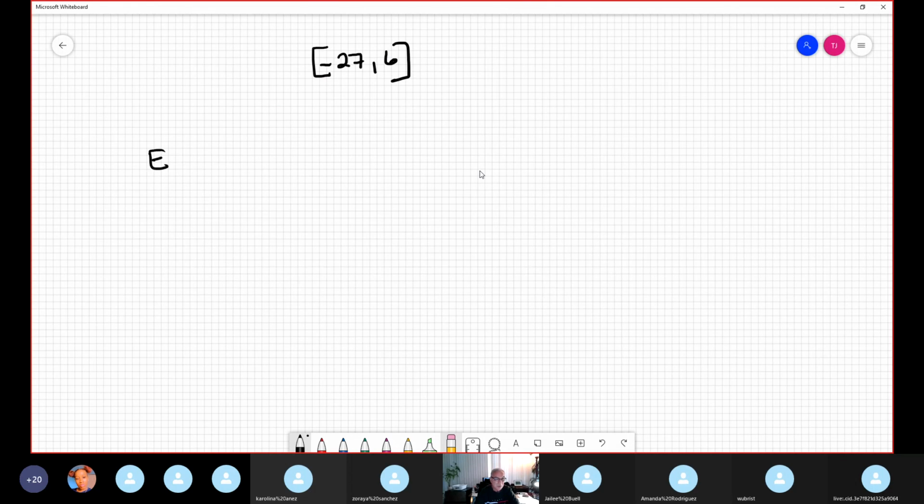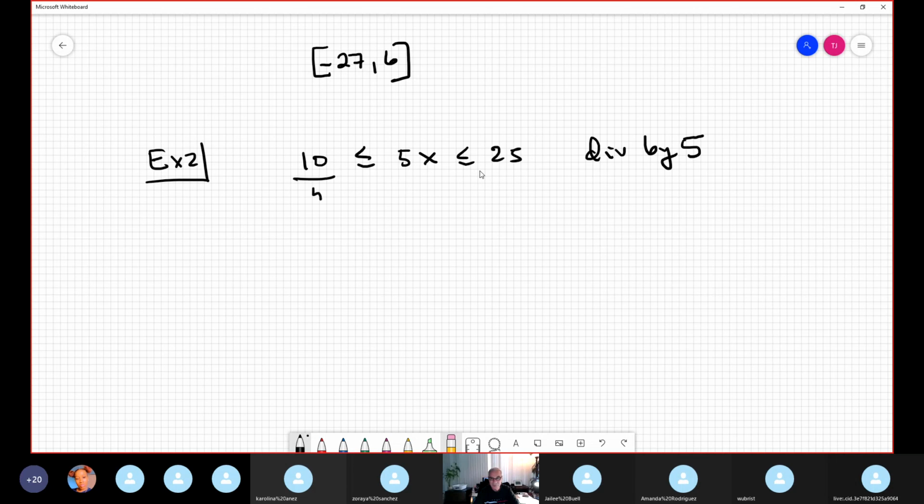Example 2 is similar and much easier. 10 less than or equal to 5x less than or equal to 25. In this case, you don't need to subtract anything. You divide directly by 5. You divide by 5 here, here, and here. 10 divided by 5 is 2. This 5 is cancelled out. It's just x, and it's 5. And the inequality sign stays the same because you are dividing by positive numbers. If you divide by a negative, you will see it next time.